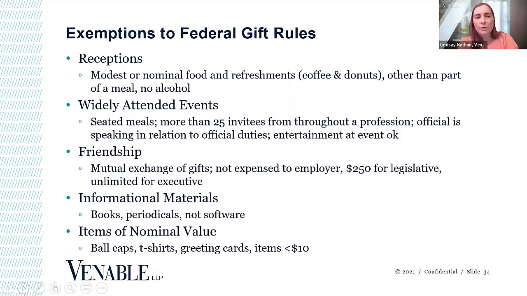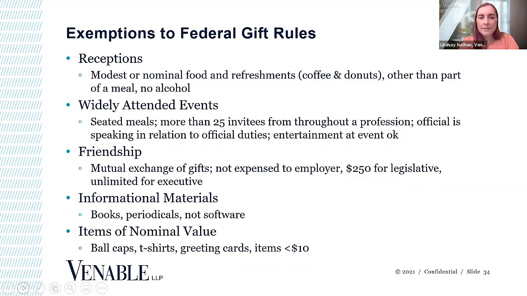There are exceptions for gifts of friendship. This is a little bit tricky. Obviously, you have to have a pre-existing relationship. You want to make sure that it's not expensed to your employer. So in this case, this would be if you have a personal relationship with a member of Congress, but even then there are restrictions on what they can accept.